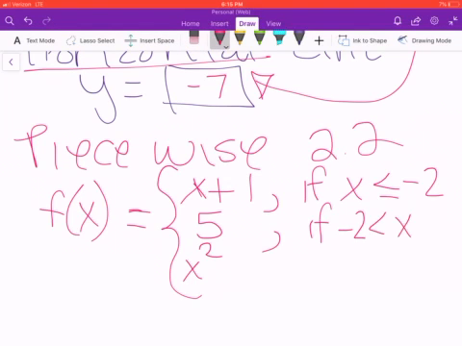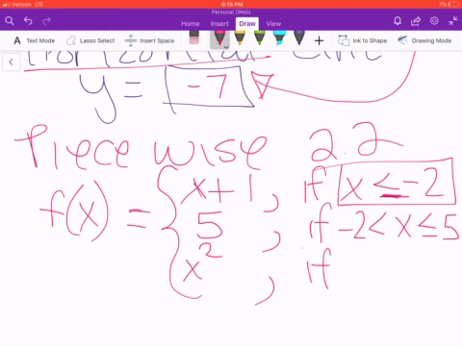So x is less than or equal to negative 2 will be this category, the first one. The next one will be between negative 2 and, let's say, less than or equal to 5. And then for the third category or piece of my piecewise, I'm going to choose, I have to have 5 here, greater than 5, but less than or equal to 10.